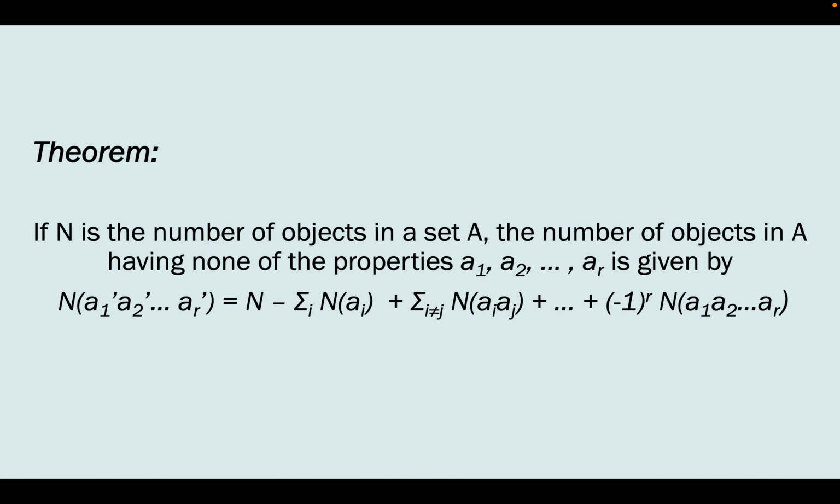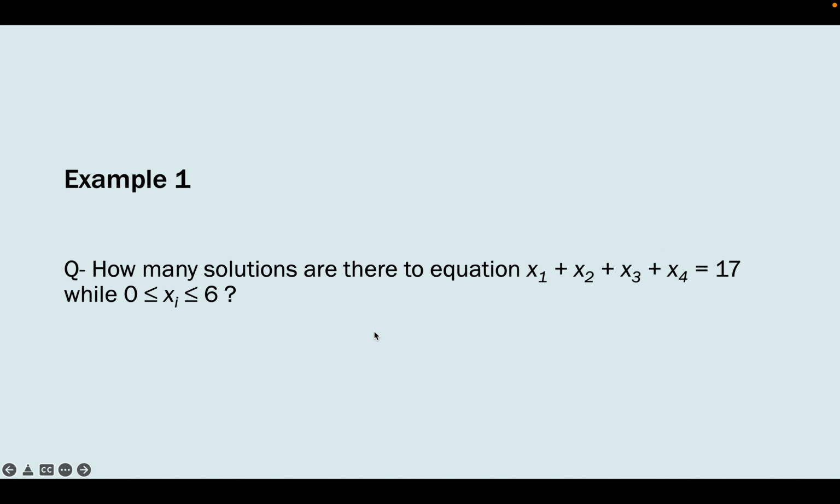Starting off with the theorem, which says if n is the number of objects in a set A, then the number of objects in A having none of the properties A1, A2, and so on is given by the formula right here on the screen. Moving on to the example we have today: how many solutions are there to this equation, while we also have some constraint on the xi's?